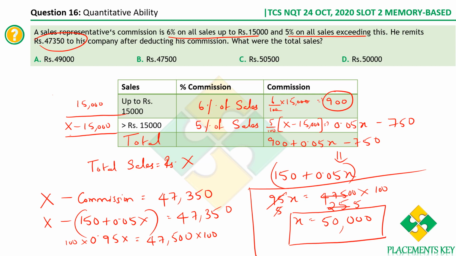Therefore, the total sale should have been 50,000. For the first 15,000, he gets a commission of 6% of 15,000, and for the remaining 35,000 rupees, he would have got 5% of 35,000. Together he gets so much commission. I hope this is clear for everyone.